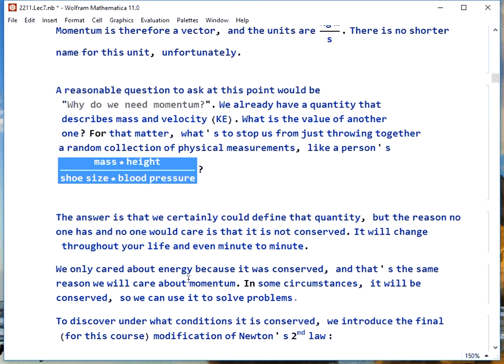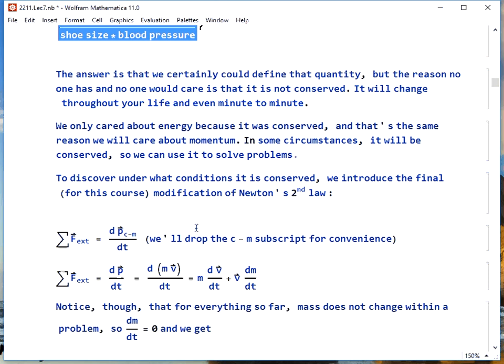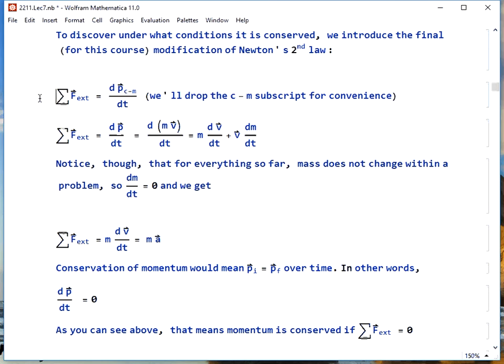The reason we care about energy is that it's conserved. That's the same reason we care about momentum. There are circumstances where it's conserved so we can solve problems with it. If we want to figure out what those circumstances are, we do the final modification of Newton's second law. And that is, we see that it should really say the sum of the external forces is dp/dt of the momentum. Now again, this is momentum of the center of mass, but it gets tiresome to write that over and over, so we're just going to drop it and assume you realize it's there.